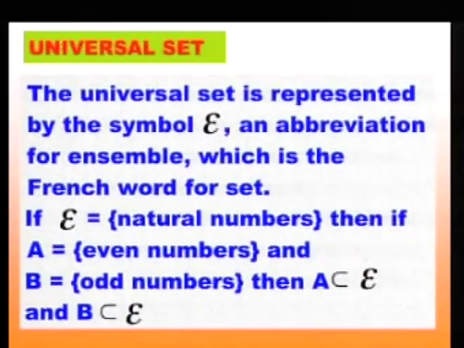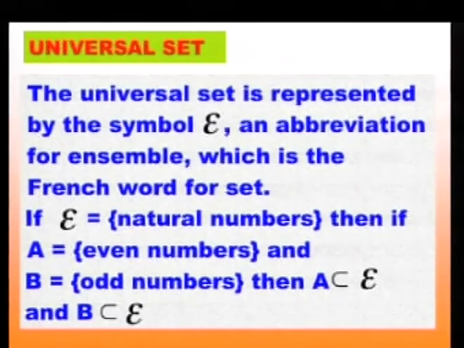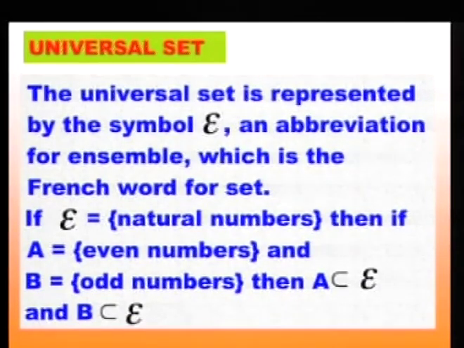Okay, so it's an abbreviation for ensemble, and it's a French word for set. So if the universal set is the set of natural numbers, every time you see that symbol, it will mean universal set. If the universal set is a set of natural numbers, and A is a set of even numbers and B is a set of odd numbers, then A is a subset of the universal set, and B is also a subset of the universal set. Very simple.